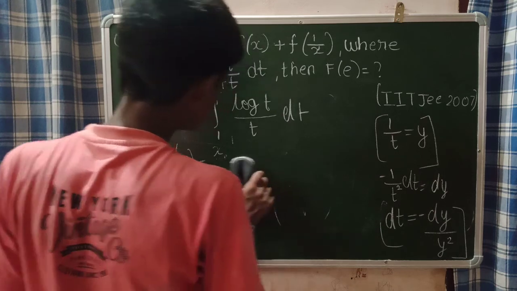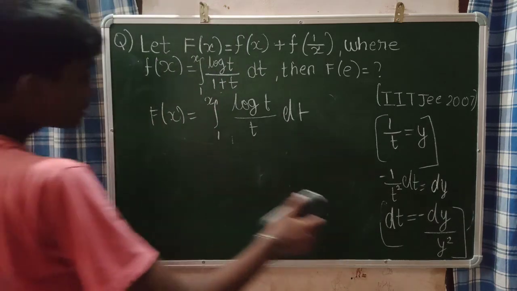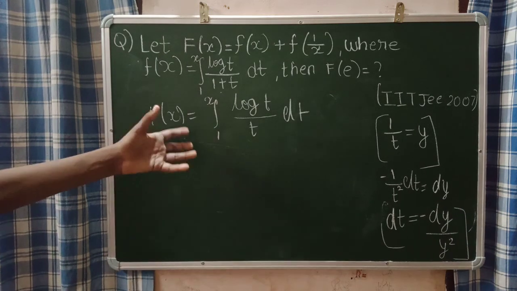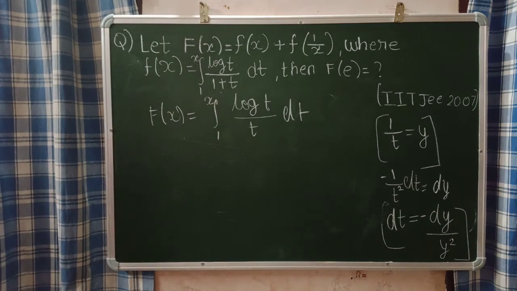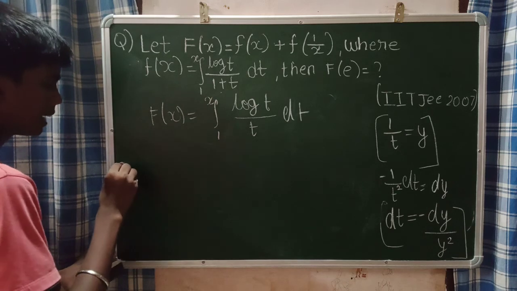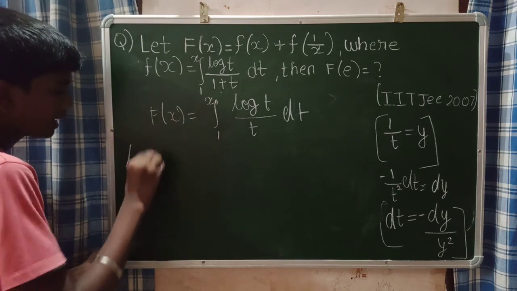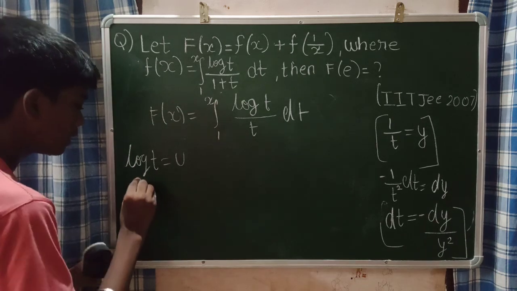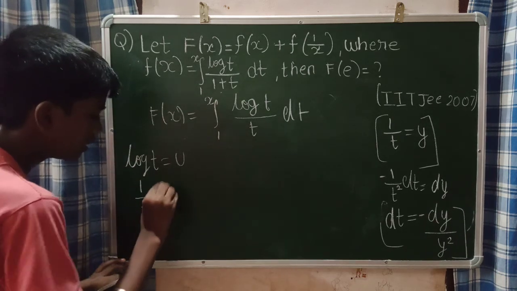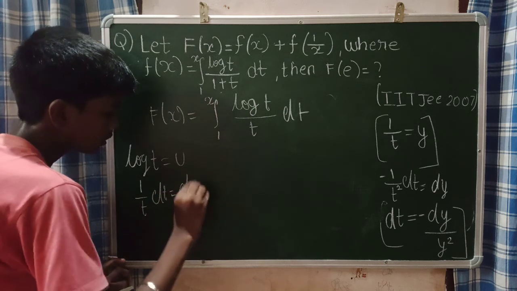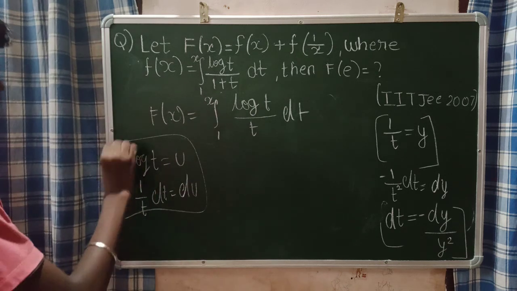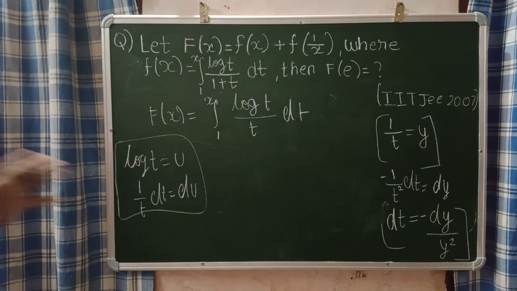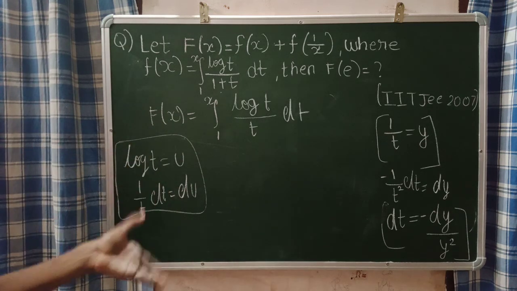Now after this, it's a very simple task, guys. What you need to do is just use your substitution method. Here also you are going to use substitution. I will take this log t as some u. Then 1 by t of dt will be nothing but du, because du is nothing but the differentiation of u's value. So differentiation of log t is 1 by t into dt, which will be du.